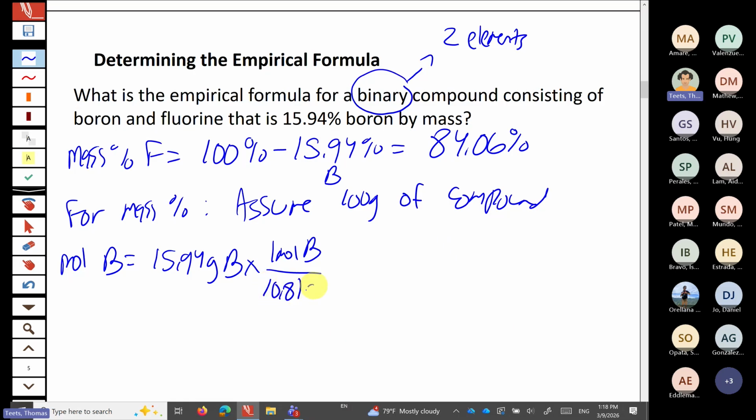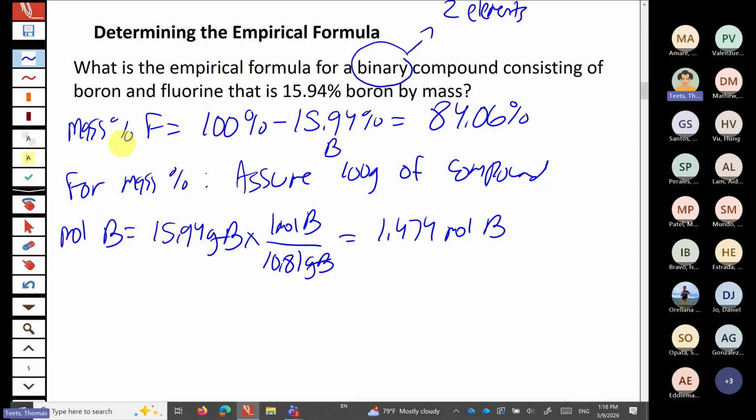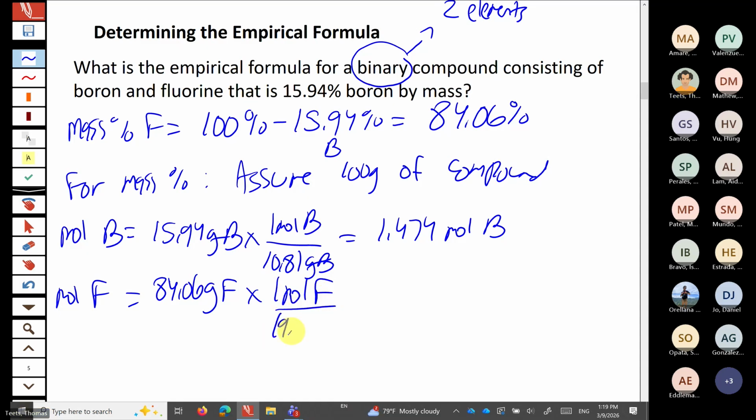So we can divide by that so that the grams cancel. And that gives us 1.474 moles of boron. We do the same thing for fluorine. We found its mass percent by difference, 84.06. So in 100 grams of compound, there's 84.06 grams of fluorine with an atomic mass of 19.